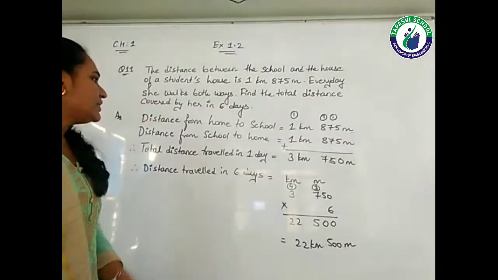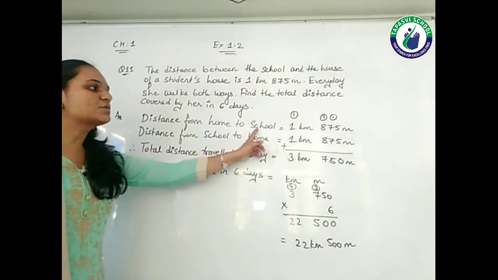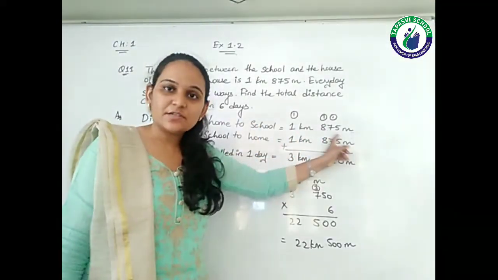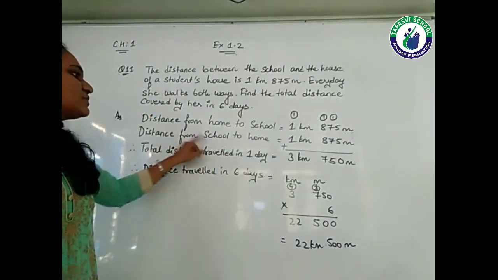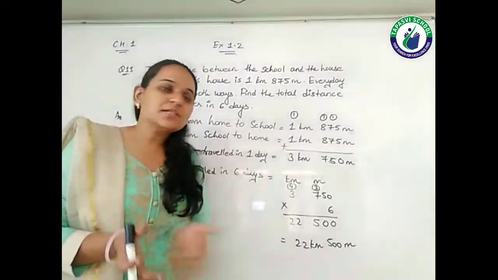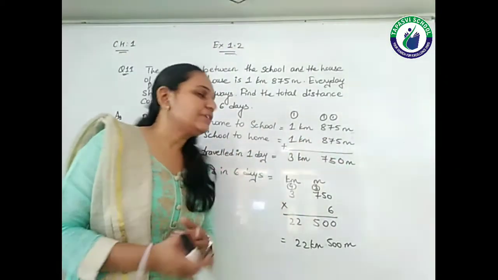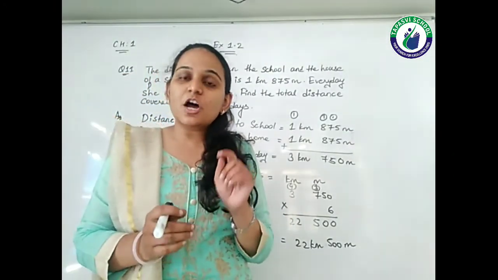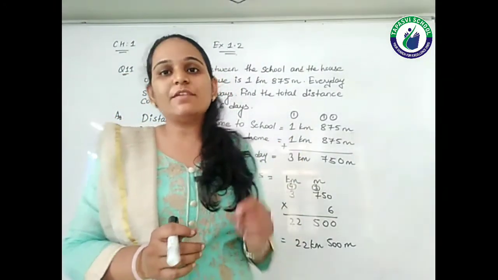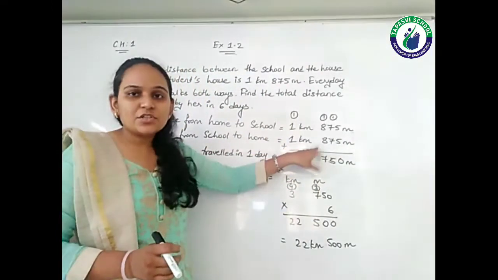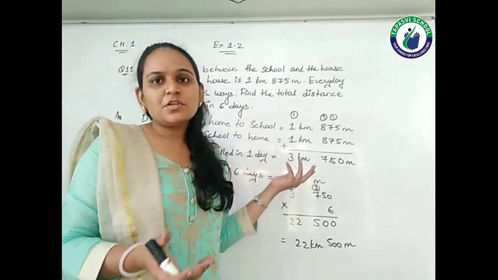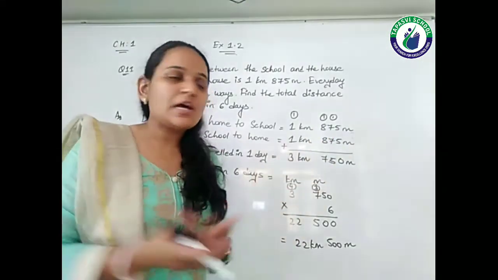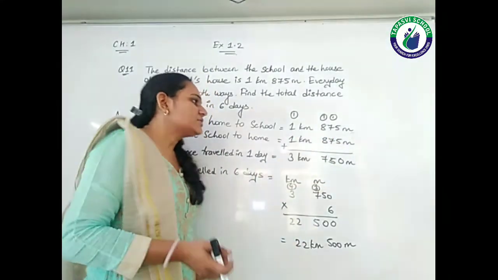So let's see the calculation, students. The distance from home to school, right? That is 1 kilometer 875 meter. The distance from school to home, the same distance is there. So that is 1 kilometer 875 meter. Here we will be seeing that daily how much distance she is traveling. So let's do the addition. Even you can have the multiplication also here. So you can multiply 1 kilometer 875 with the 2. That is also allowed.